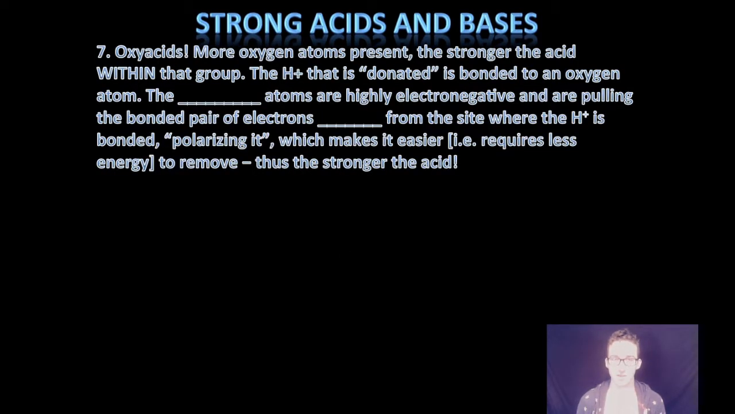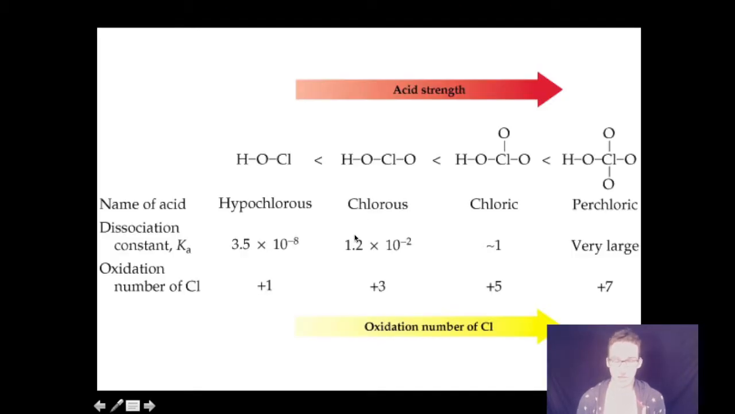Okay, and the last thing to keep in mind when we talk about strong acids and bases are your oxyacids. When they're not binary acids, you'll often be asked to determine which acid is the stronger oxyacid within that group. It comes down to the idea that the oxygen atoms are very electronegative and do a really good job of pulling electrons away from the site where the hydrogen ion is bonded. Essentially, they polarize that bond more and make it a little easier to remove the hydrogen ion, therefore making it a stronger acid.